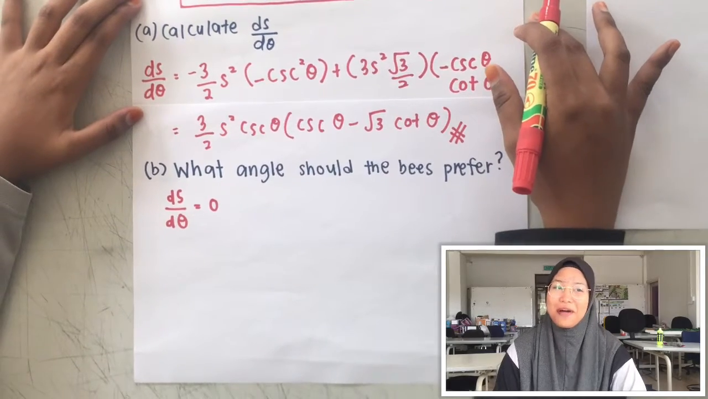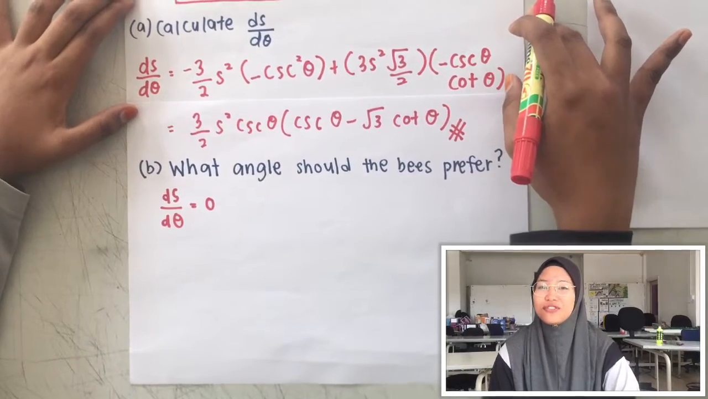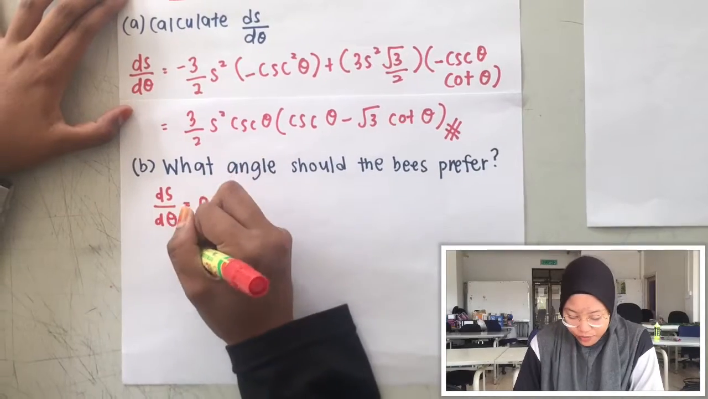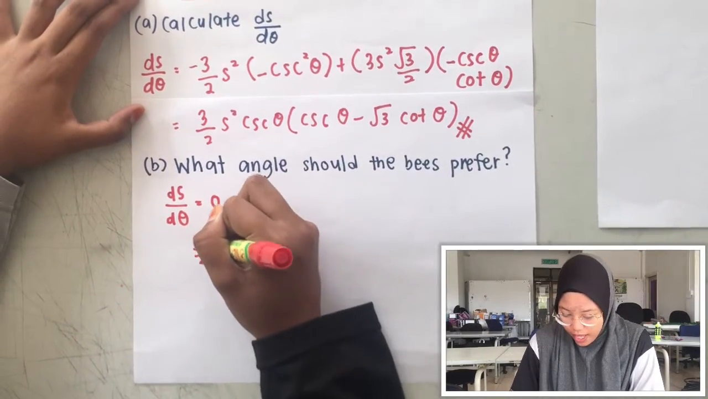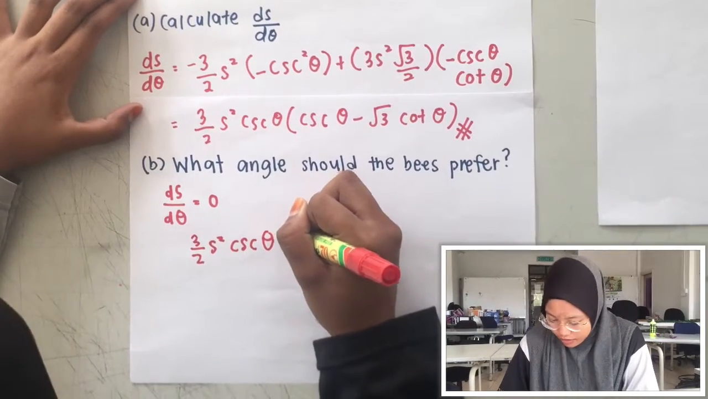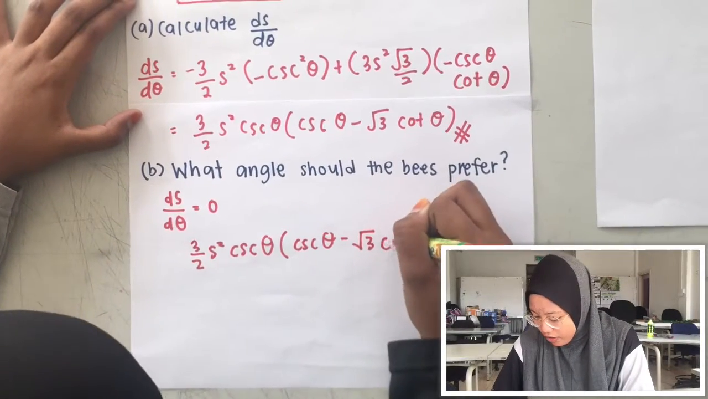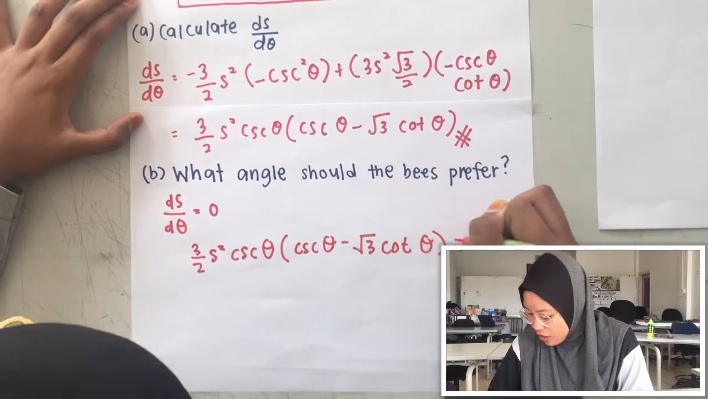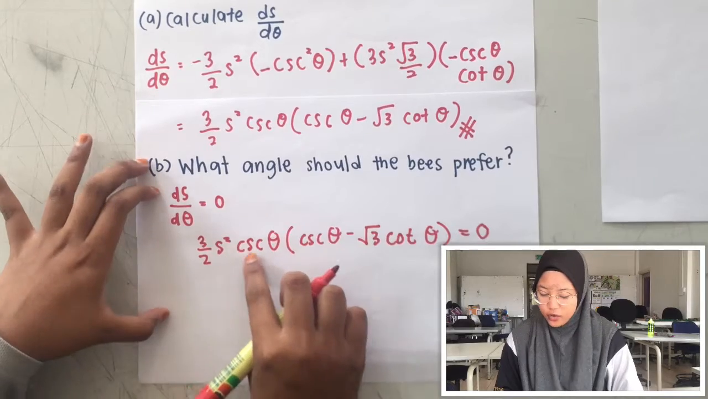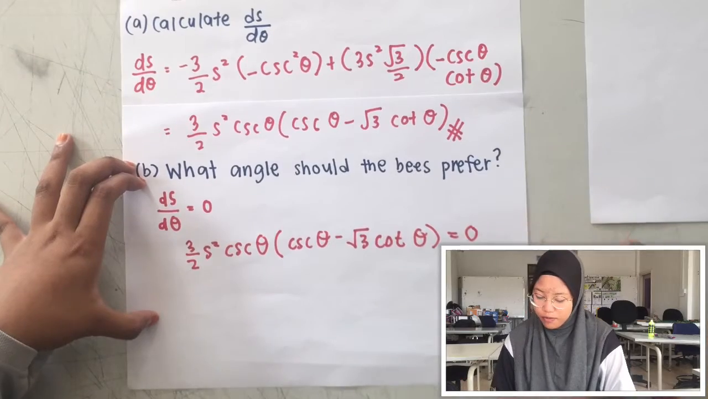Next, for part B, we need to calculate the angle the bees should prefer. So we just need to set dS over d theta equal to 0. So 3 over 2 s squared cosecant theta, bracket, cosecant theta minus square root 3 cotangent theta equals 0. So we just need to bring 3 over 2 s squared cosecant theta to the right hand side, and when it is divided into 0, it will equal 0.